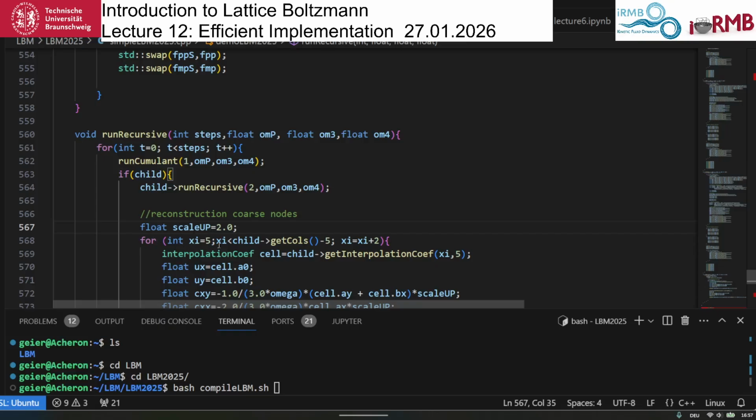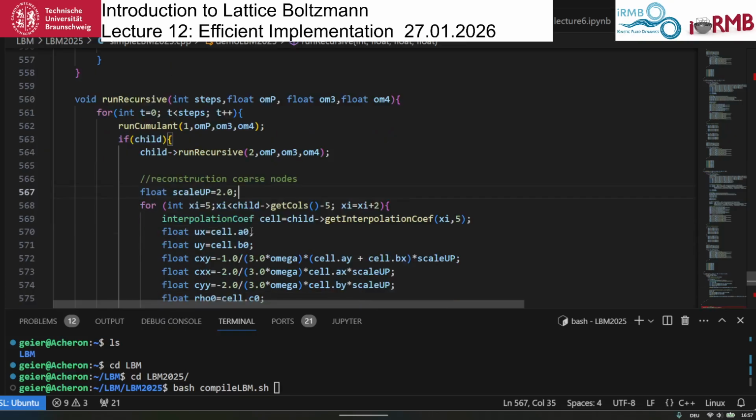Okay, let's look. What we want to do is loop over the coarse mesh in the surrounding of this patch and generate the interpolated coarse lattice nodes that we interpolate from the fine lattice nodes. Now there is an overlap, and we have to identify the width of this overlap.